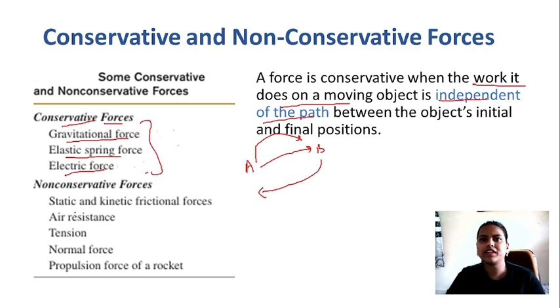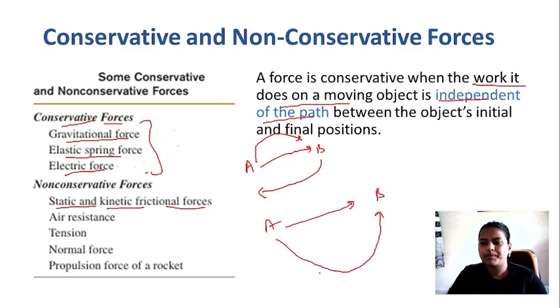Non-conservative force is one in which there is dissipation of energy and it depends on the path. For example, static and kinetic frictional force. So A and B, if you take this path and this path, the path would be different, it would be longer, so the dissipation of energy would be more. So these non-conservative forces depend on the path. So the work done in path 1 and work done in path 2 are not equal. Air resistance, tension, normal force, propulsion force of a rocket, these all are non-conservative.